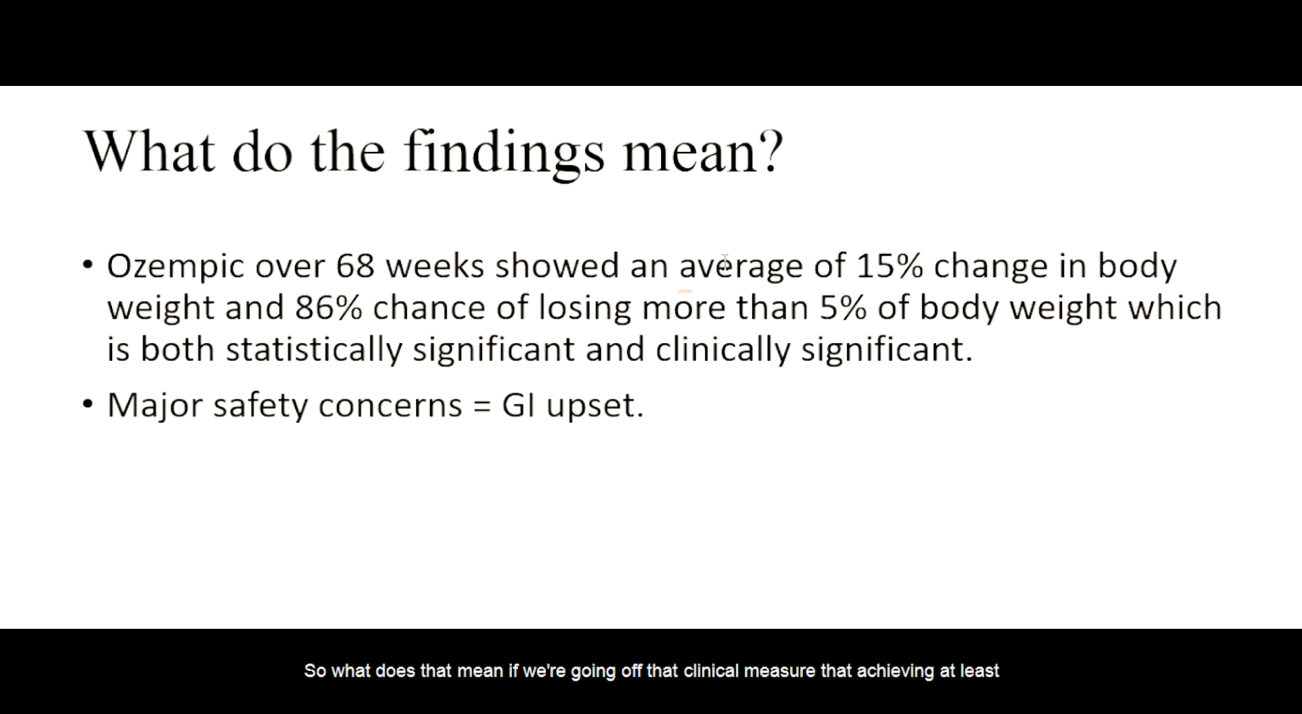So what does that mean? If we're going off that clinical measure, that achieving at least 5% weight reduction is clinically significant, then their medication is showing that it can achieve that. The major safety concern is nausea, vomiting, and so that's something a clinician should definitely weigh up and be aware of and monitor if they are putting someone on this medication.